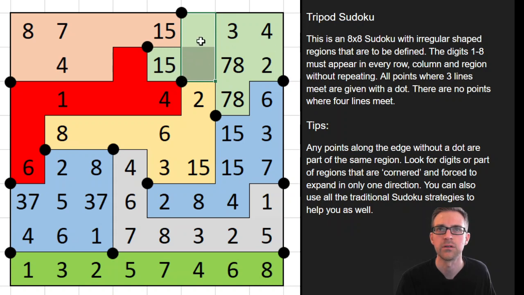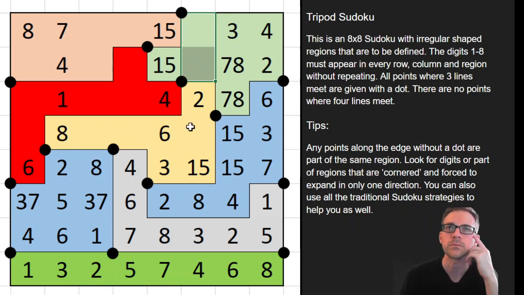1, 5, 6. Where does the 6 go? 1, 5, 6. Well, 6 can't go here, so one of these is going to be a 6. I don't know. I feel like I've used up all my brain cells in finding the regions, and now I'm stumped on the Sudoku part.